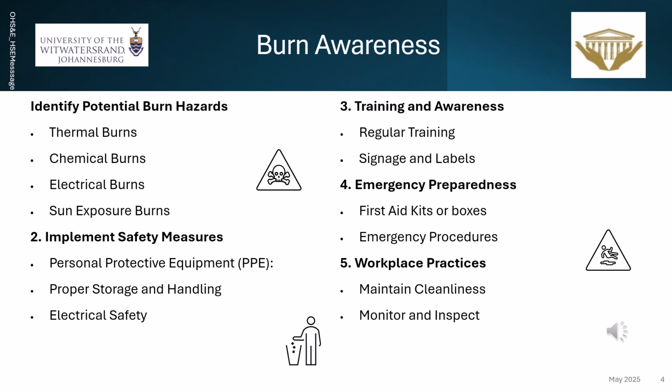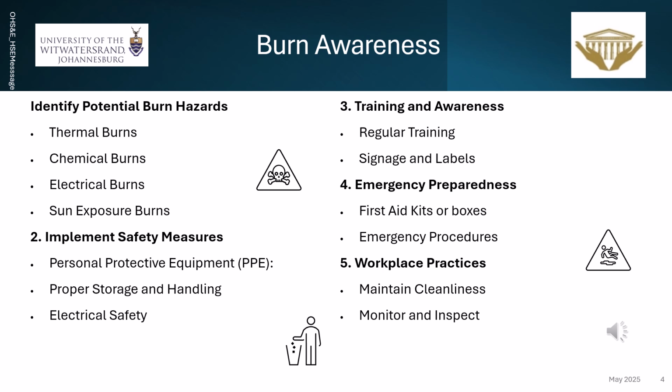Preventing burns in the workplace involves several key steps to ensure safety. Here are some practical tips. Identifying potential burn hazards: thermal burns caused by hot surfaces, steam, flames, or hot liquid. Chemical burns result from contact with strong acids, alkalines, and other corrosive substances. Electrical burns occur when electrical current passes through the body. Sun exposure burns come from prolonged exposure to the sun, especially for outdoor workers.